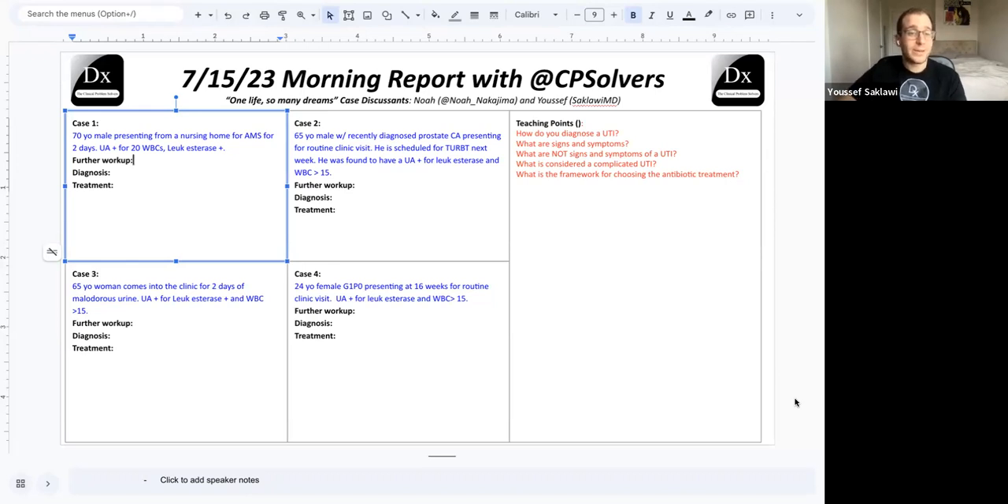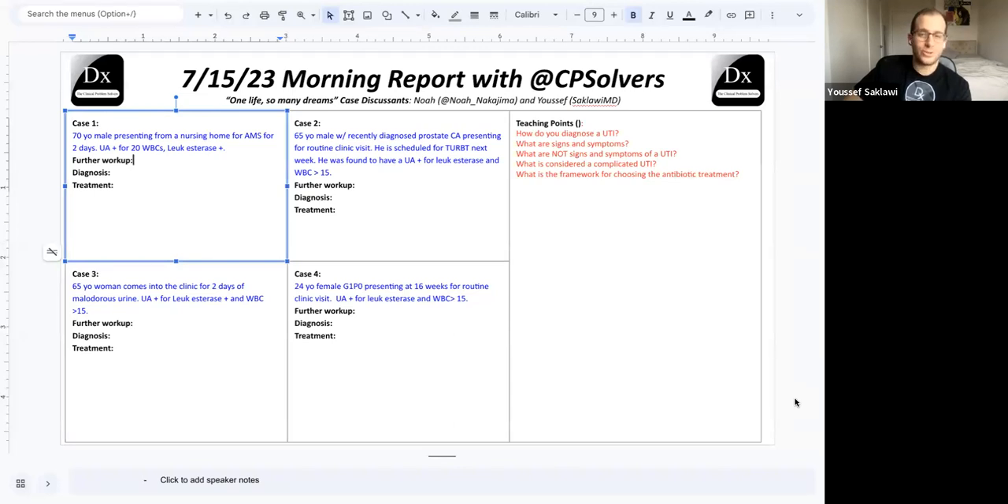Case 3 is a 65-year-old woman coming into clinic for 2 days of malodorous urine, and the urinalysis is positive as well. And lastly, case 4 is a 24-year-old female, gravida 1, para 0, presenting at 16 weeks for a routine clinic visit, and the UA was positive for leukocyte esterase and white blood cells.